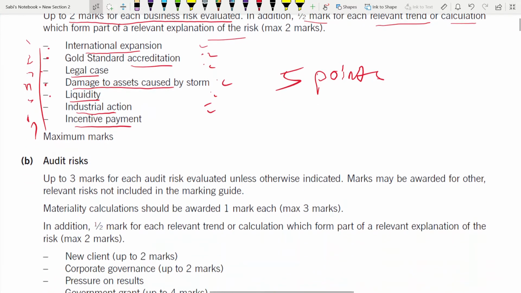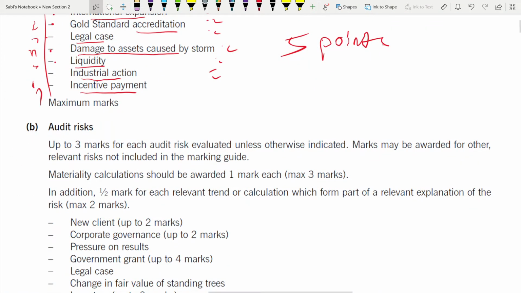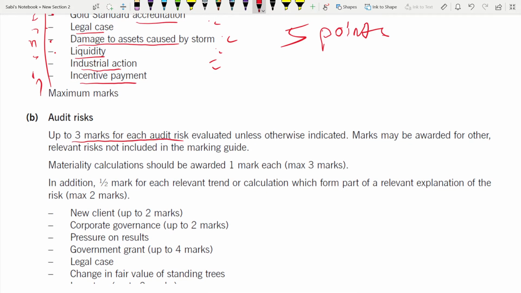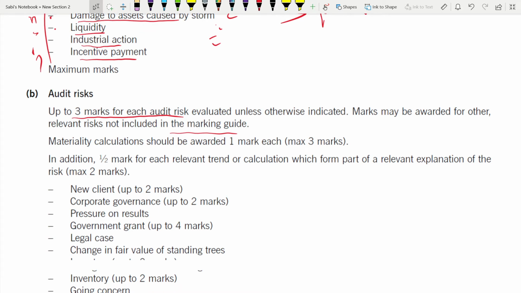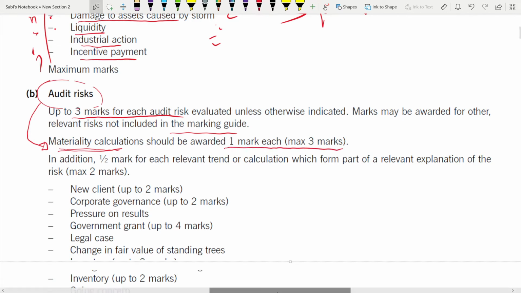Coming to audit risk, this is still beyond the marking scheme. Audit risk is 20 marks. So how are you going to get marks here? Up to 3 marks for each audit risk. Unless otherwise indicated, marks may be awarded for other relevant risks that are not included in the marking guide. Sometimes you might write other risks that are not in the list. Still you will get marks if they are appropriate. Materiality calculation should be awarded 1 mark each. Remember, when you're talking about audit risk, you have to talk about materiality also. It matters. So for this calculation you will be getting 1 mark each, that means maximum 3 marks.